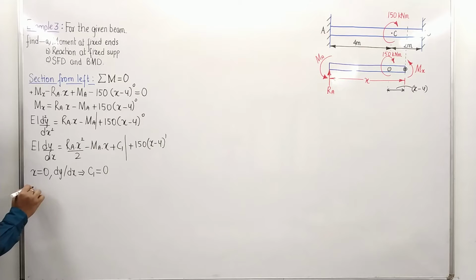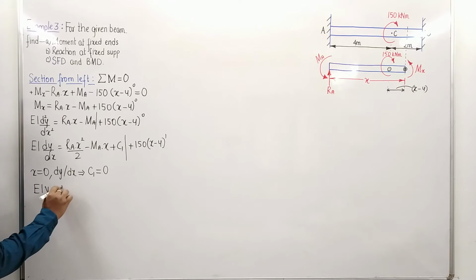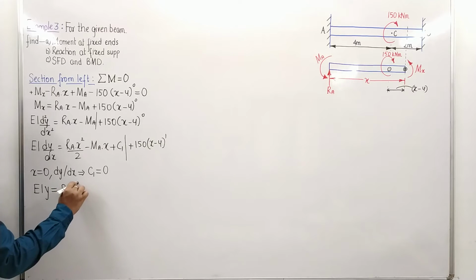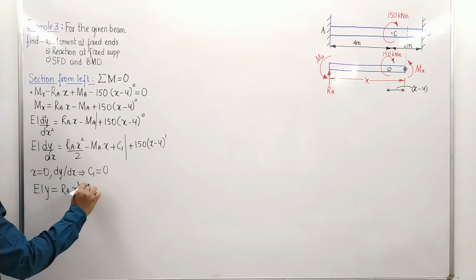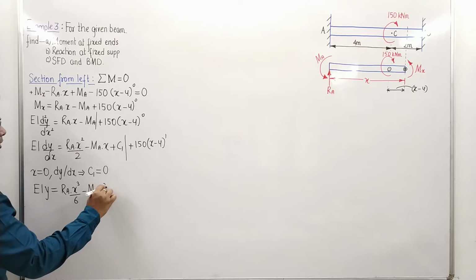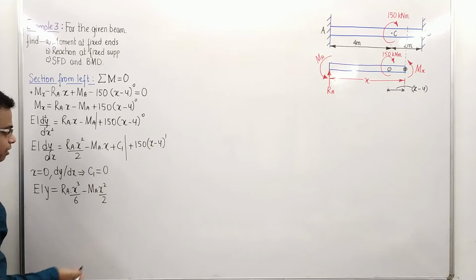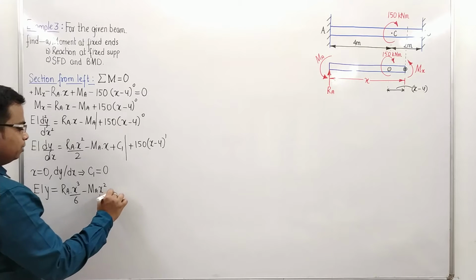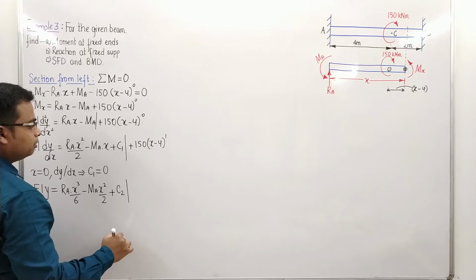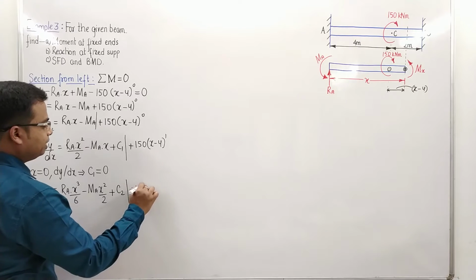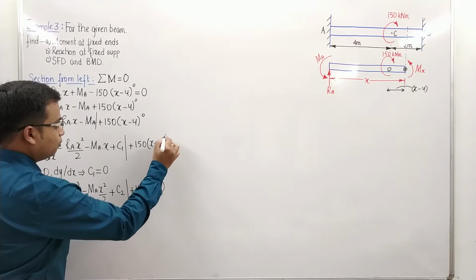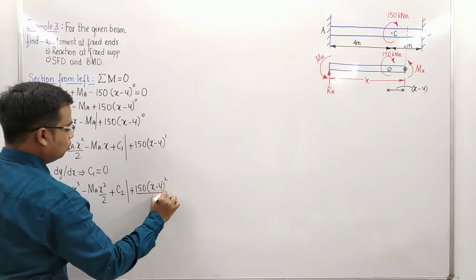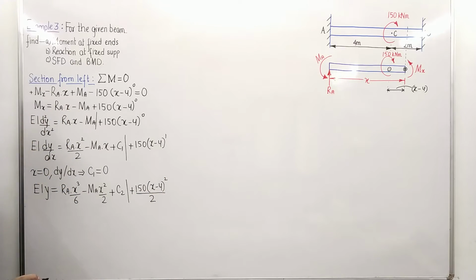You integrate this again. dy by dx will reduce to simply y, and this is going to be equal to Ra x cube over 6. Done. Minus Ma x square over 2. So c1 is 0. We know that very well. And what about c2? A new constant of integration will come into the picture. c2. Done. Plus 150 times of x minus 4, 1 plus 1, 2, whole divided by 2. So this is our another equation. This is the deflection equation. This one is the slope equation.